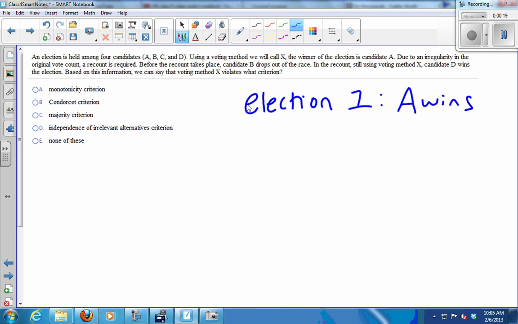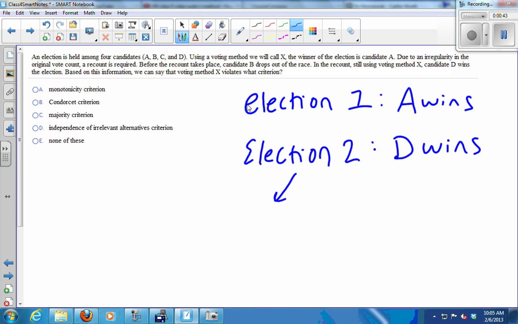Due to an irregularity in the original vote count, a recount is required. Before the recount takes place, candidate B drops out of the race. In the recount, still using the same method, candidate D wins the election. And in election 2, B dropped out.